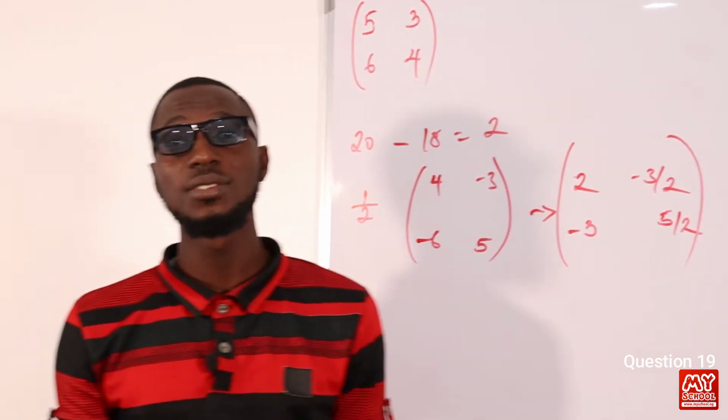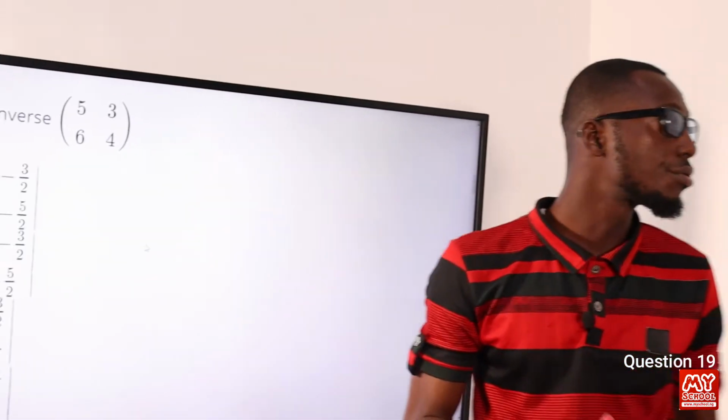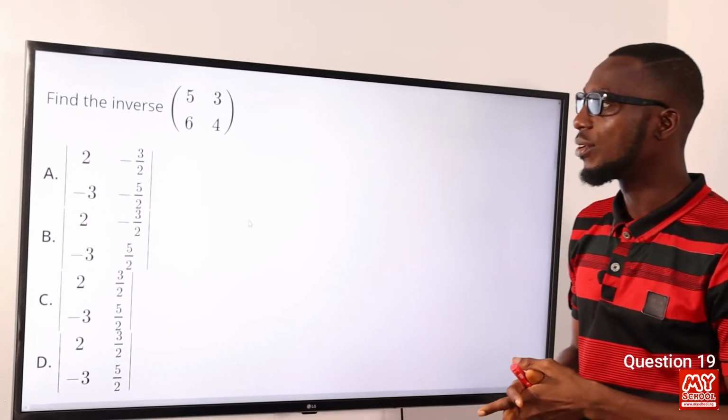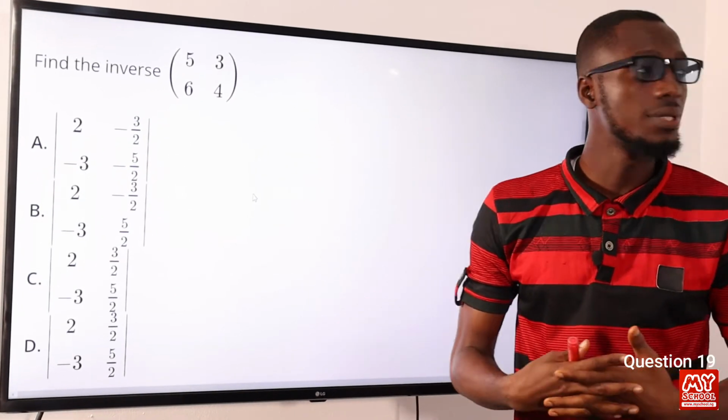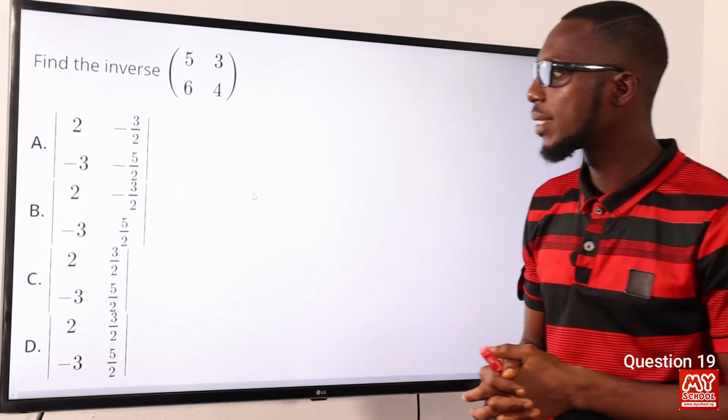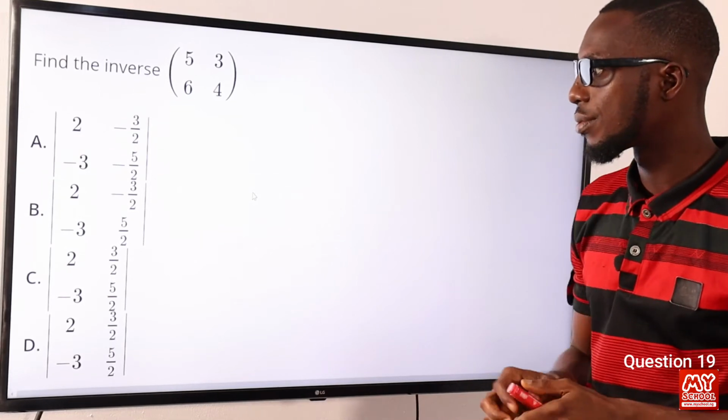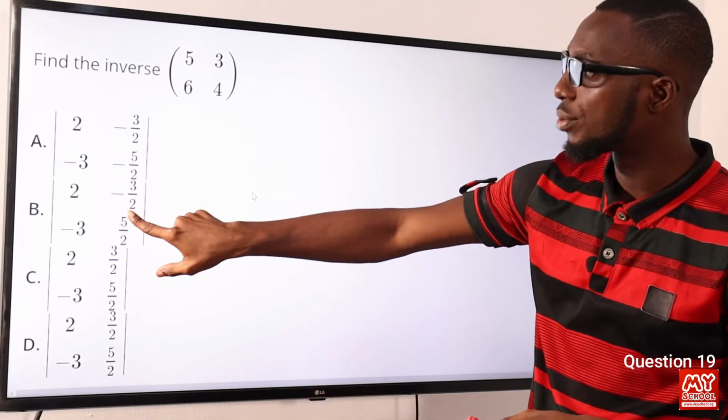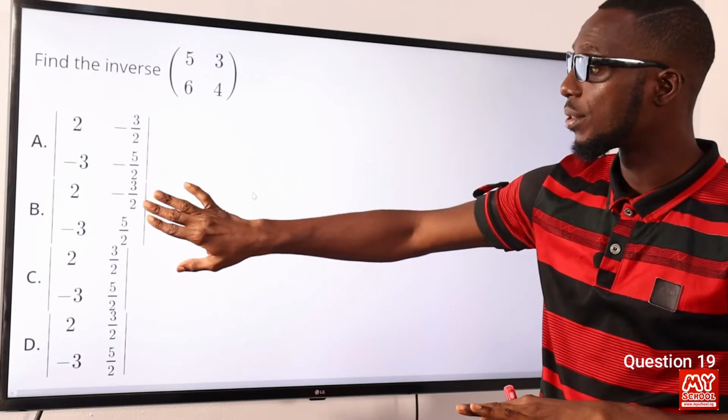So let's see if we can find this value in the options provided. We have 2 and minus 3 over 2, then minus 3 over 2, then 5 over 2. I guess we can find that in option B. Just look carefully. So option B is the correct option.